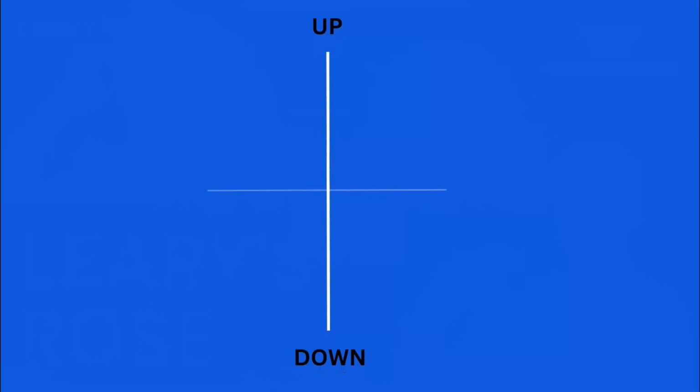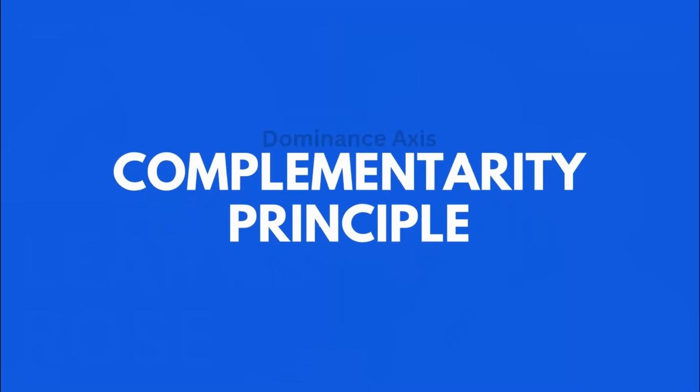The vertical axis represents dominance, and you have an up position and a down position. The higher you are on the axis, the more dominant you are. If you are in an up position, the other will have the tendency to go towards a down position. If you are in a down position, the other will have the tendency to go towards an up position. This is called the complementarity principle. On the dominance axis, people tend to respond in a complementary way.